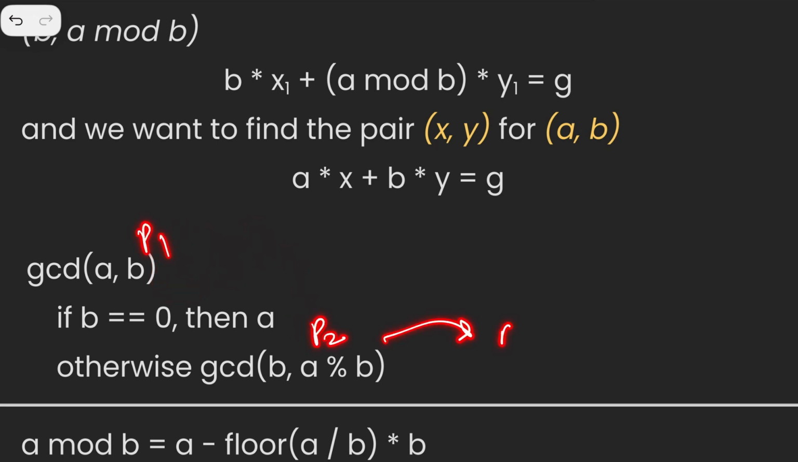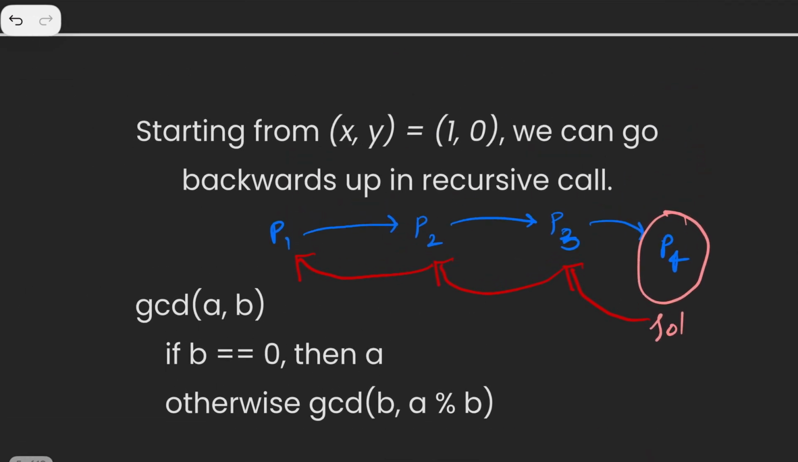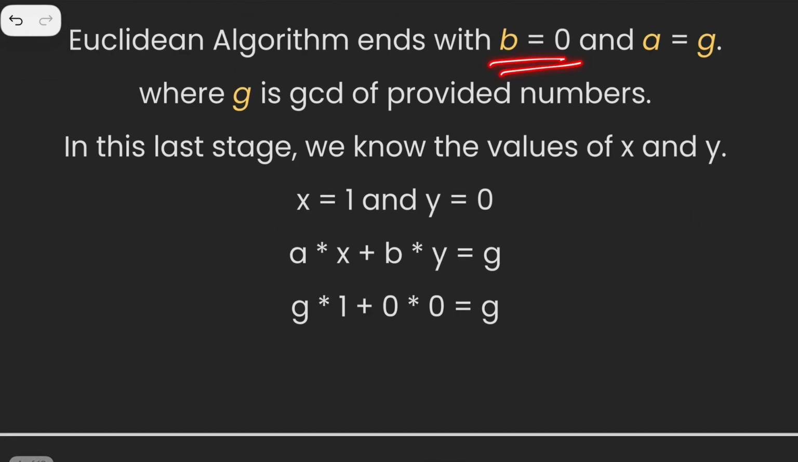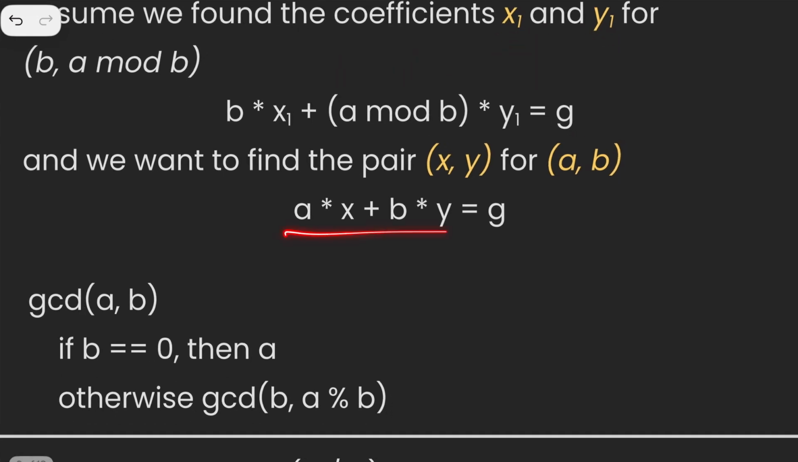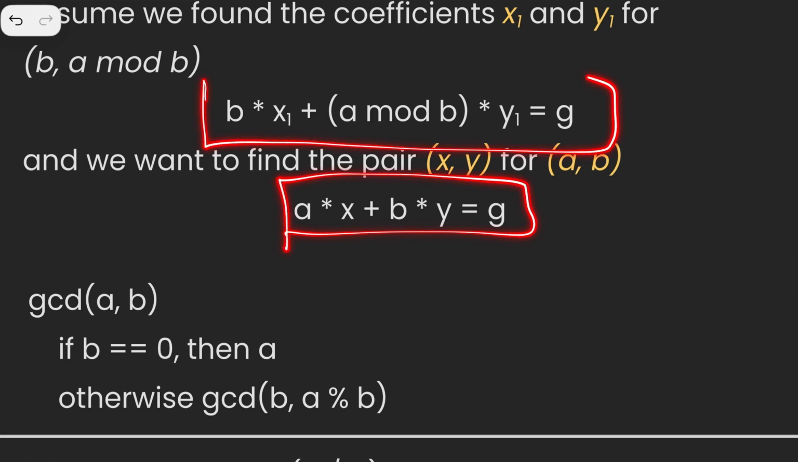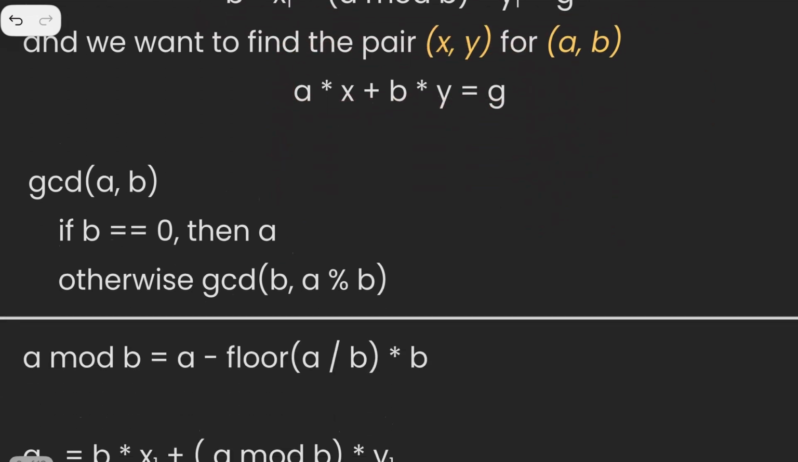There will be P3, there will be P4, but ultimately we will have B as 0 and A is equal to G. And for that final last stage, we do know the solution. So for the last stage, we do know the coefficients. So by using those coefficients, we can actually compute the solution backwards, right? That's what our main objective is. So let's try to solve this problem, assuming that this holds true. This is true, and this is what we need to solve.